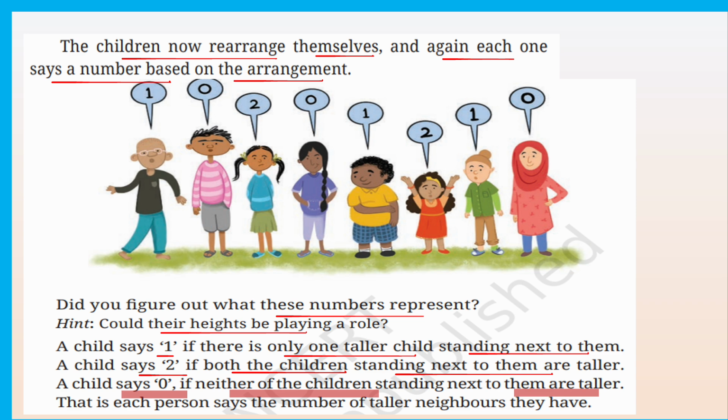See this boy wearing a pink shirt. He says 0. Why? Because neither of the children standing next to him is taller. This boy is shorter than him. This girl is also shorter than him. So he says 0. So if both neighbors are taller, the child says 2. If only one neighbor is taller, the child says 1. If neither neighbor is taller, the child says 0. So here the number represents what? How many taller neighbors I have.